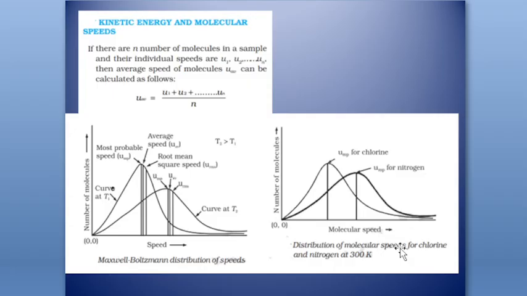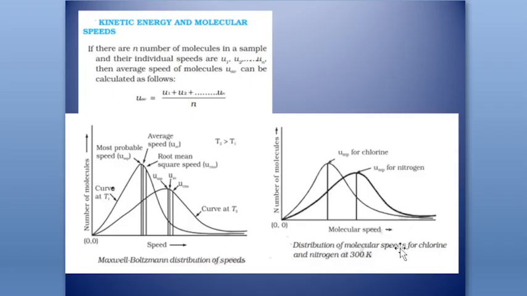Kinetic energy and the molecular speed. If there are n number of molecules in a sample and their individual speeds are u1, u2, u3 dot dot dot up to un, then the average speed of the molecules, u average, can be calculated as follows: u average is equal to u1 plus u2 plus u3 plus dot dot dot un divided by n.